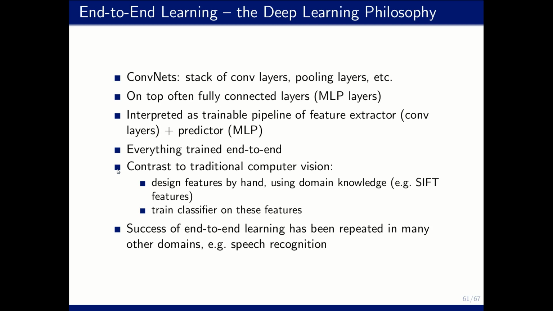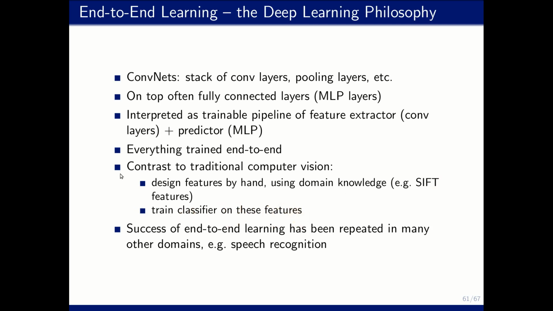And this is a pretty strong contrast to how people did this in traditional computer vision. So in traditional computer vision, people designed features by hand. Maybe most widely known before the deep learning era were the so-called SIFT features. So these were hand-designed features exploiting domain knowledge. And then people would use some machine learning tool on top of the SIFT features, for example, train some classifier.